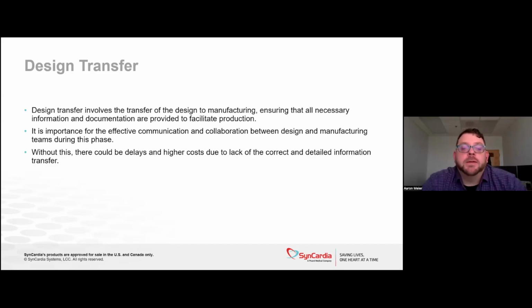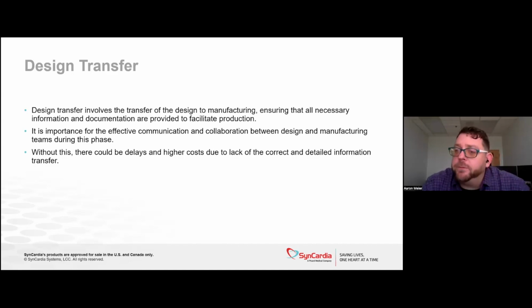Okay, so the next step in the process is the design transfer. I have a medical device. I'm sure I can build it. I'm sure it works and it functions. So now I pass this off to my manufacturing team. This is where I hand them their manufacturing instructions, their work instructions, the actual pieces of how they're going to build this device.